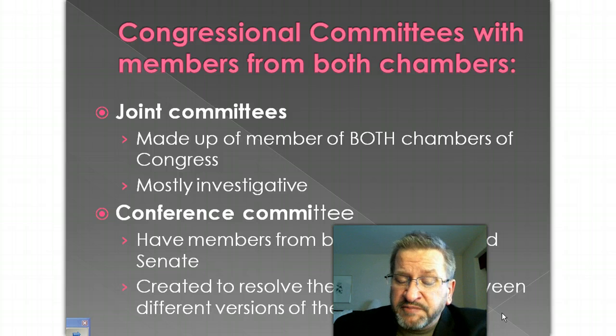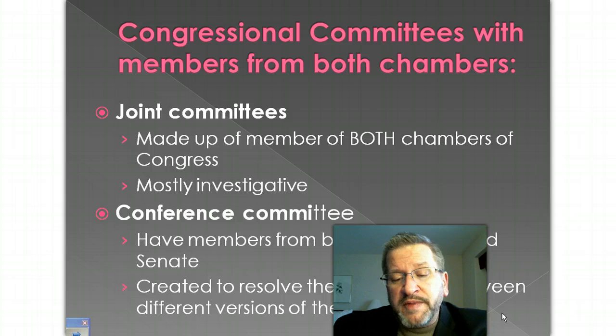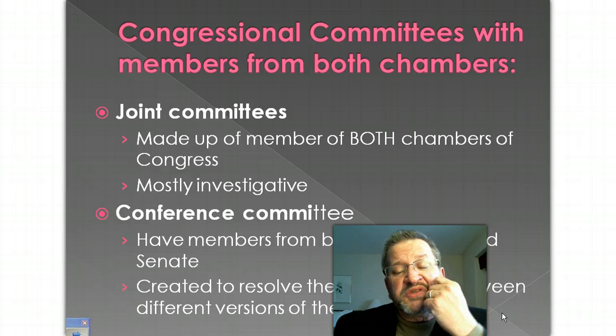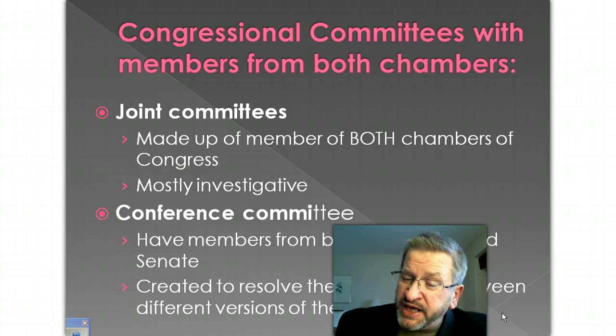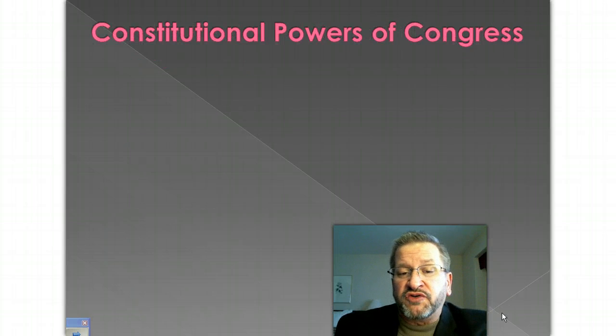Now, if you have similar bills that are passed from the House and the Senate and need to have their differences resolved, there will be members from both the House and the Senate that will come together in a conference to try to resolve the differences between the two versions of the bill to create one version. And of course, once that happens, they'll have to go back and vote on that new version again. And if the House and the Senate both agree on the same version, it would then go on to the President for his signature or veto.